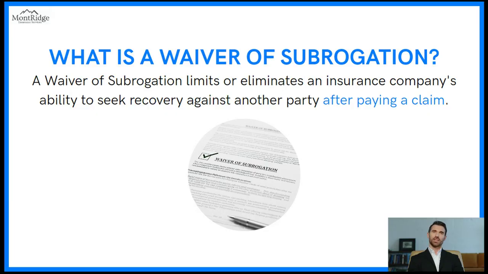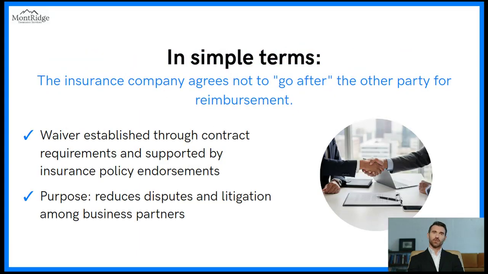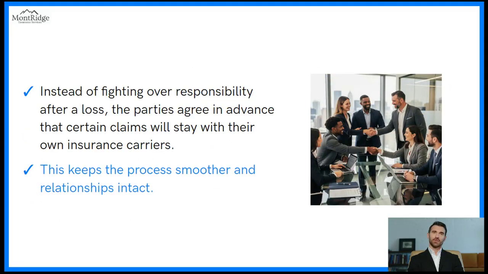What is a waiver of subrogation? A waiver of subrogation limits or eliminates an insurance company's ability to seek recovery against another party after paying a claim. In simple terms, the insurance company agrees not to go after the other party for reimbursement. The waiver is established through contract requirements and supported by insurance policy endorsements. Purpose: it reduces disputes and litigation among business partners. Instead of fighting over responsibility after a loss, the parties agree in advance that certain claims will stay with their own insurance carriers. This keeps the process smoother and relationships intact.